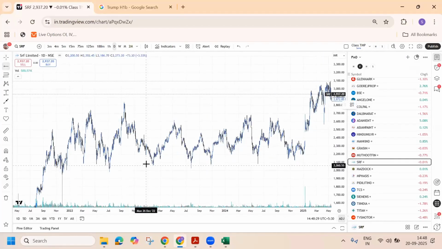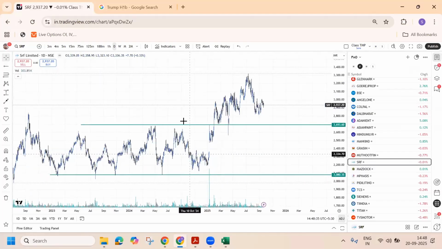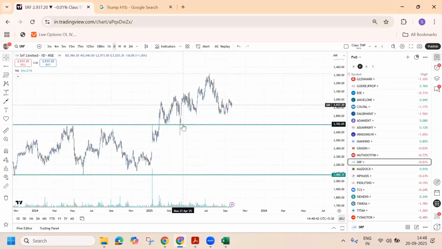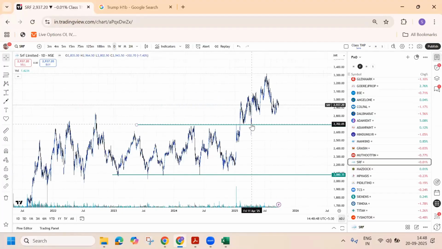You can say multiple bottoms at the same level, 1, 2, 3, 4, 5. Once it breaks out, you enter. Again, it gives you opportunity. You enter. Again, it gives you opportunity. Enter. Again, it will come to 2,700. We will buy again, and possibly we will make money this time also.